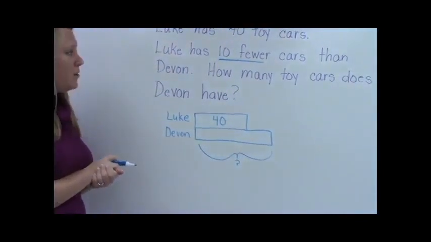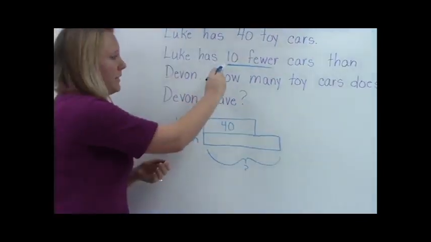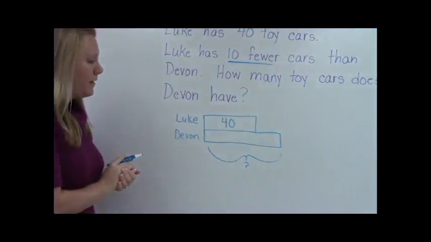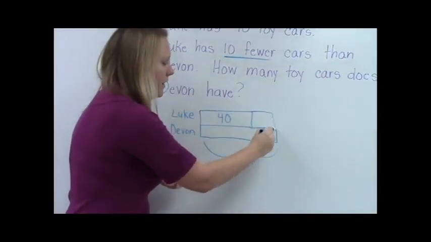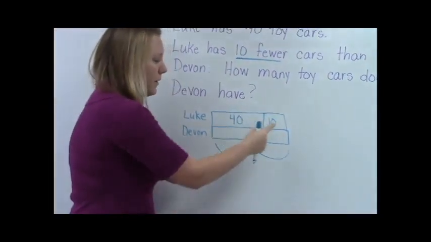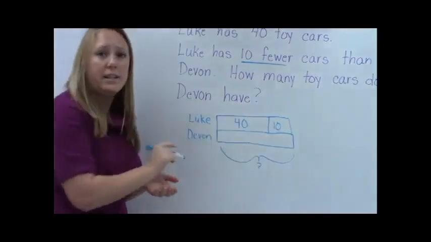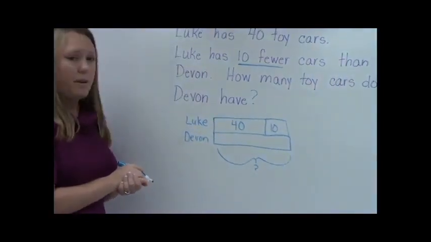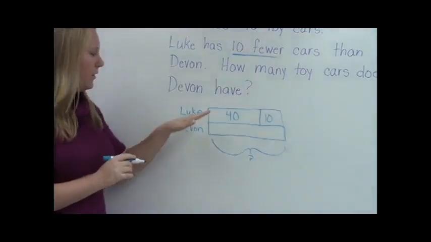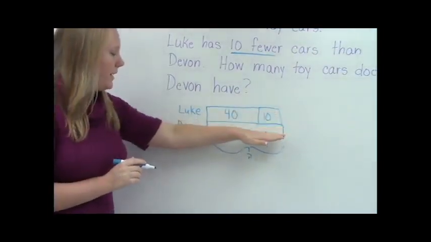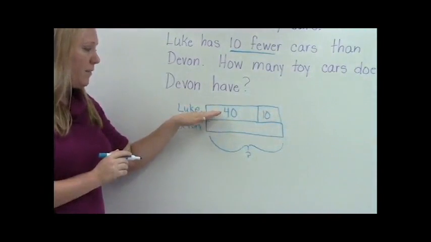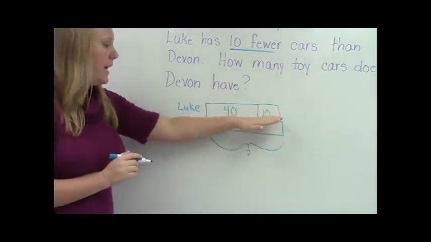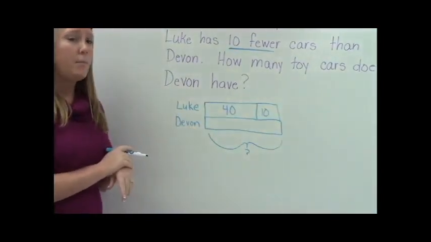The piece of information in the problem that Luke has 10 fewer tells us that this difference here is going to be 10 because he has 10 fewer than Devin. Now I'm ready to solve this problem. I can look at Luke's bar now and see that it matches up with Devin's. So if I combine 40 and 10, I should get Devin's number of toy cars.